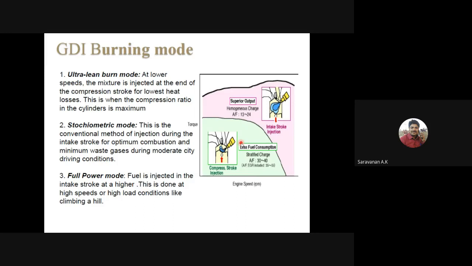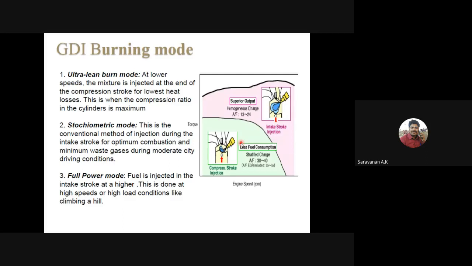Up to this speed, the GDI engine will operate in an ultra lean combustion mode, for less fuel consumption. In this mode, the fuel injection occurs at the latter stage of the compression stroke, and the ignition occurs at an ultra lean air fuel mixture ratio of 30 to 40.